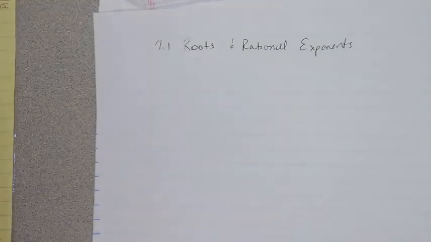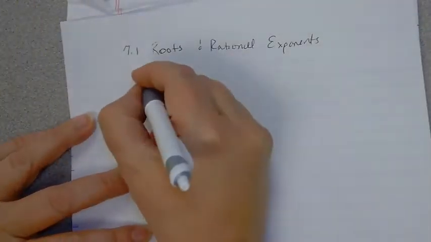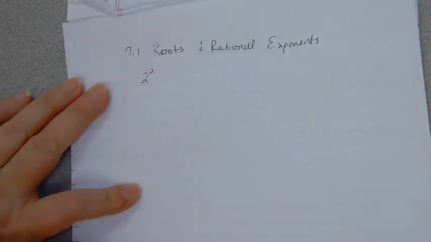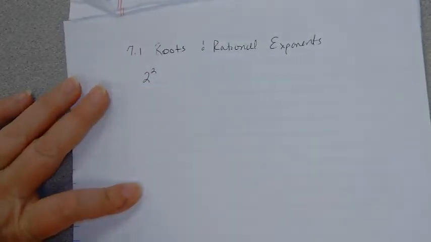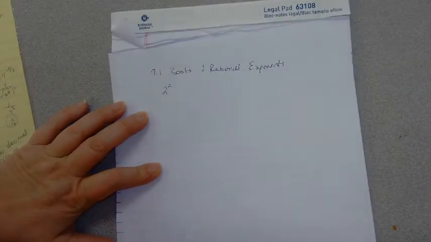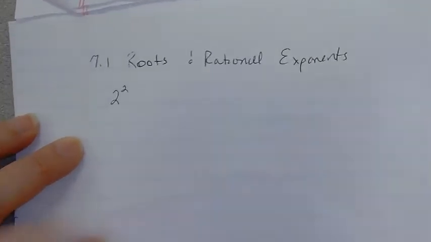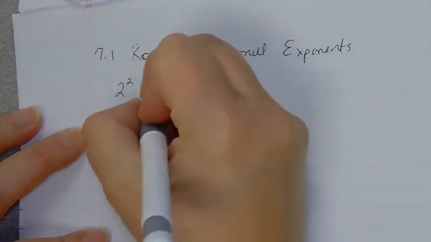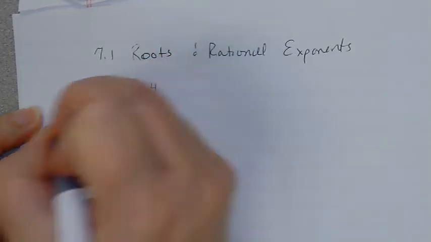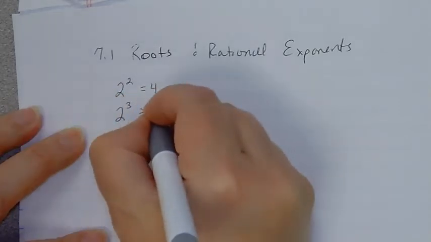This is lesson 7.1, Roots and Rational Exponents. So for a while, you've been working problems that have squares, like this would be 2 squared, and you know that that means 2 times 2, which is 4. And you know that 2 to the third is 2 times 2 times 2, which is 8.